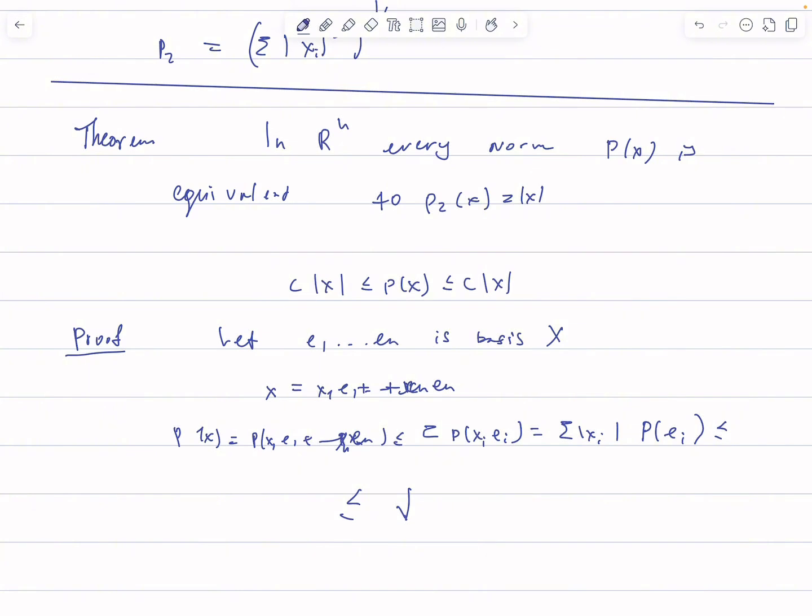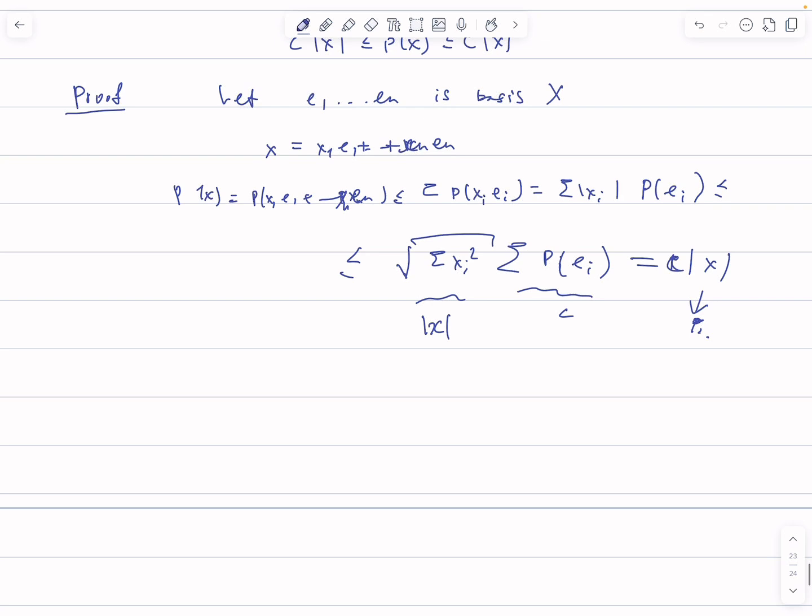This is less than or equal to the square root of the sum of xi squared times the square root of the sum of P of ai squared. This is a constant, this is what we want. So this is less than or equal to C times the absolute value of x. So we have proved the right side, now the left side. The absolute value of P of x minus P of y is less than or equal to P of x minus y. This is less than or equal to C times the norm of x minus y.